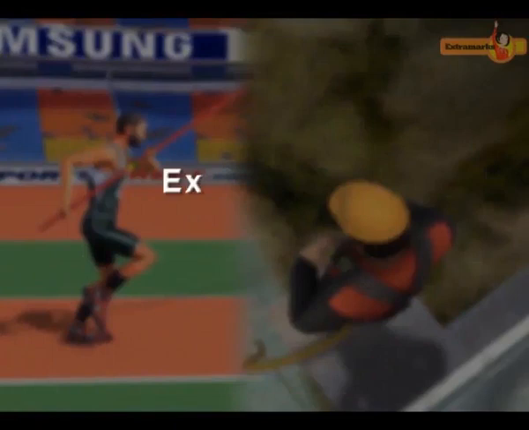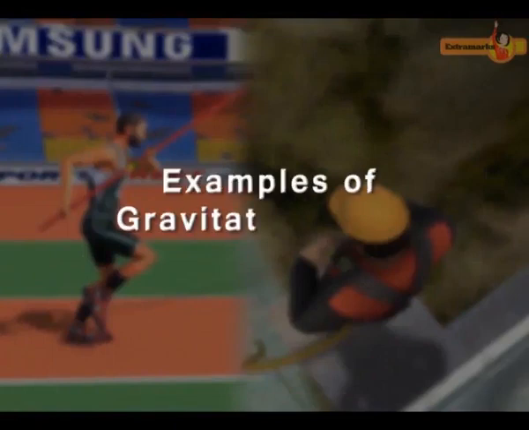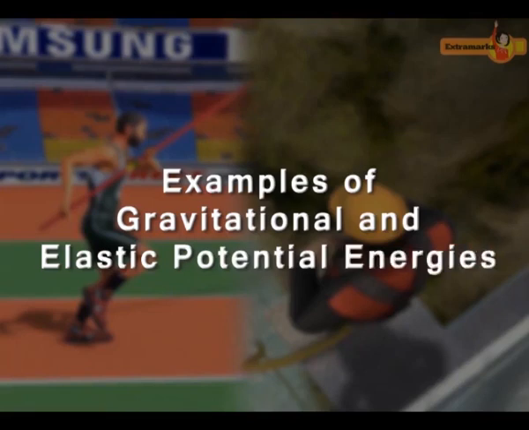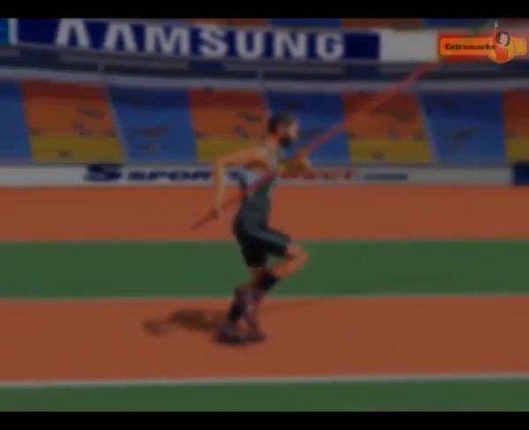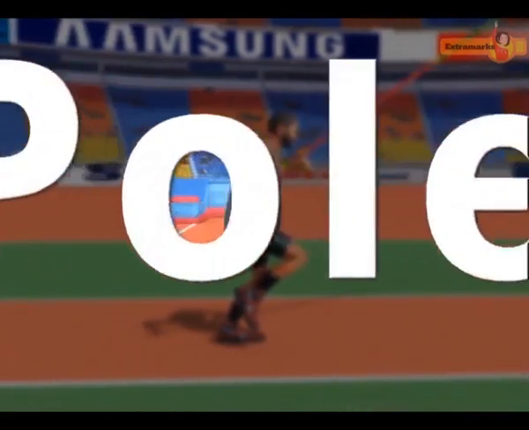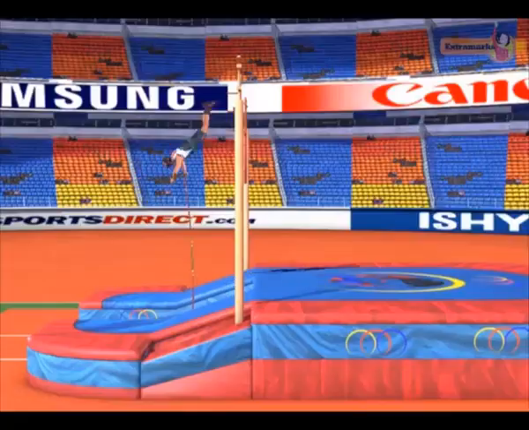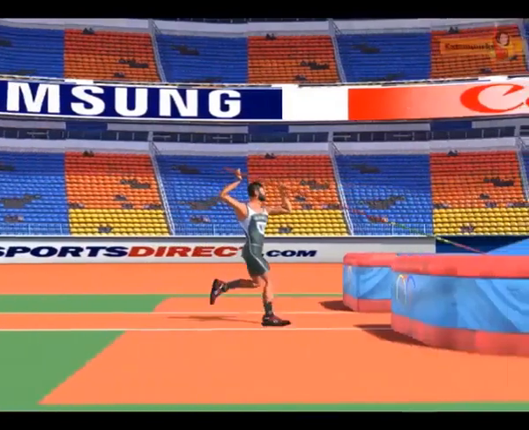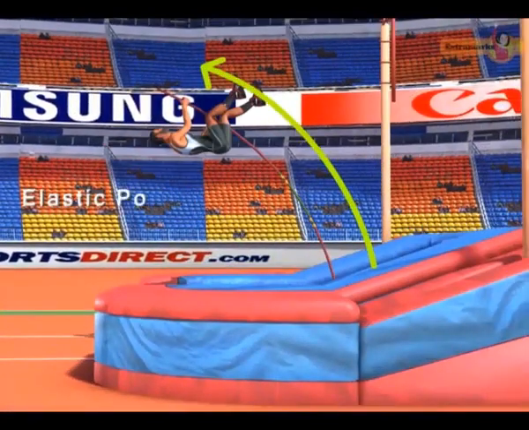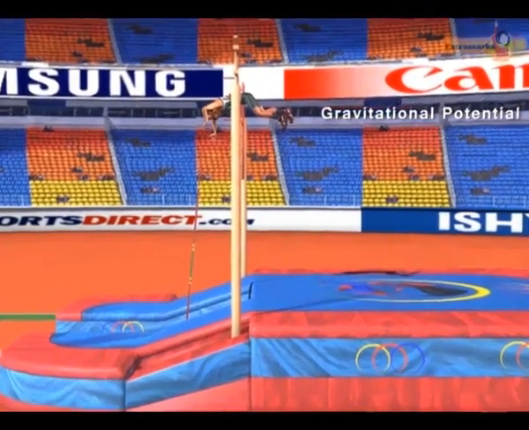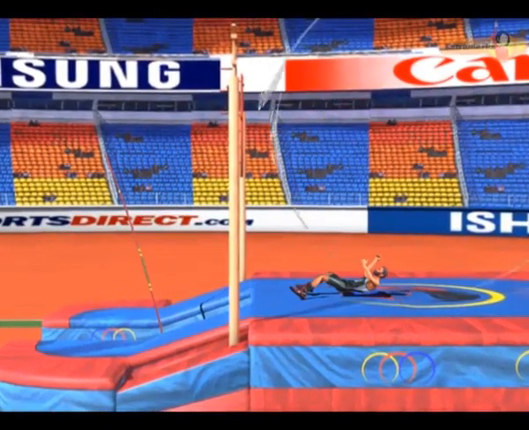Let us now consider a few examples where we can observe both gravitational and elastic potential energy. In a pole vault, we observe both types of potential energy. The bending of the pole represents elastic potential energy, and the change of position of the athlete with respect to the ground represents gravitational potential energy.